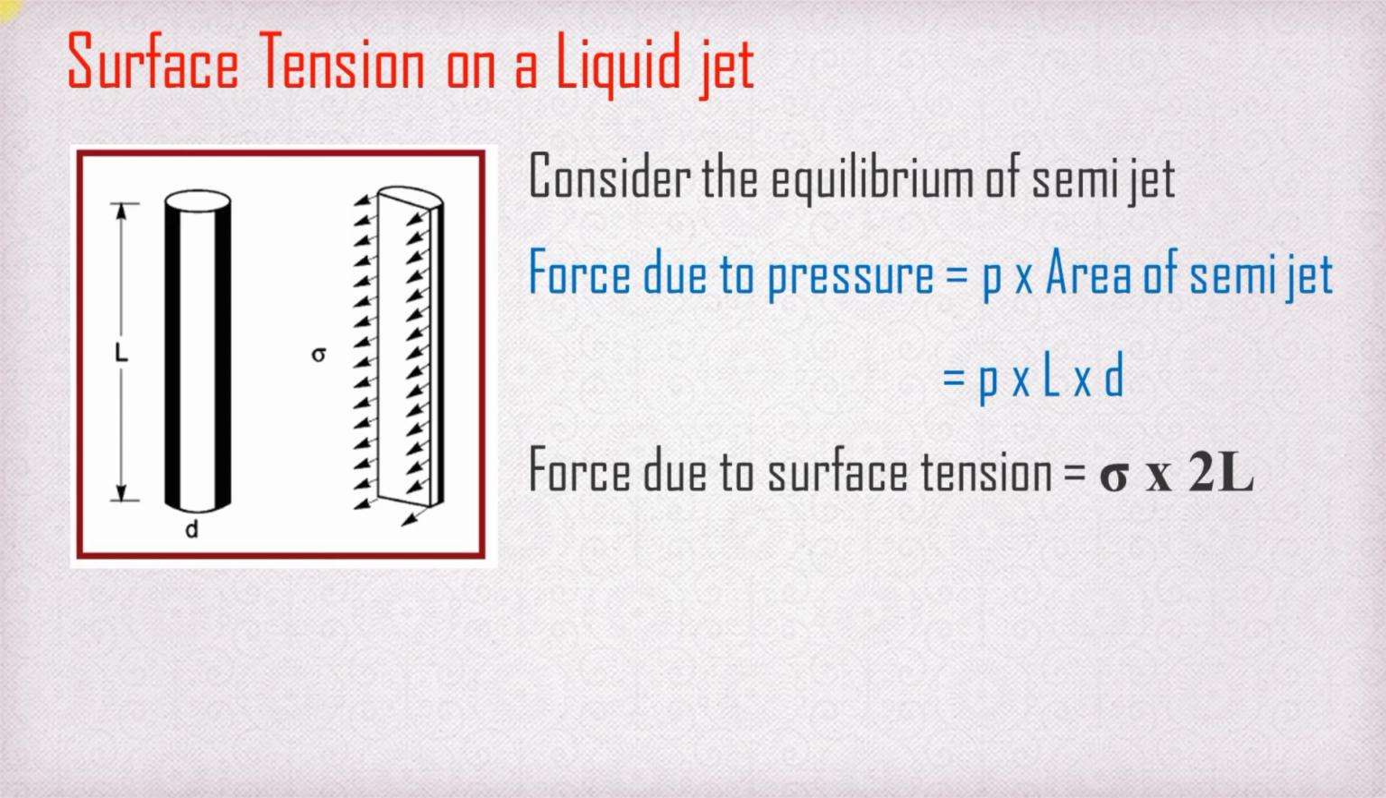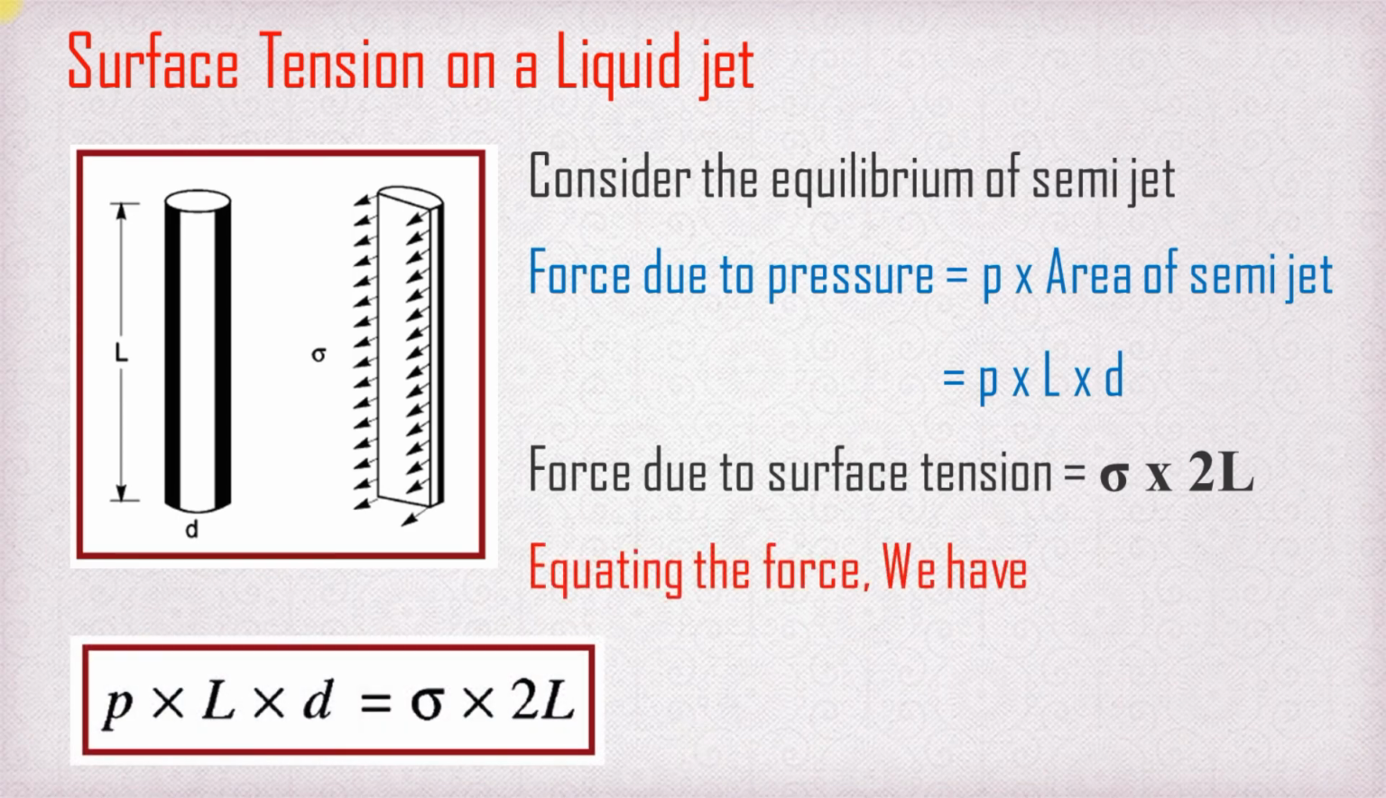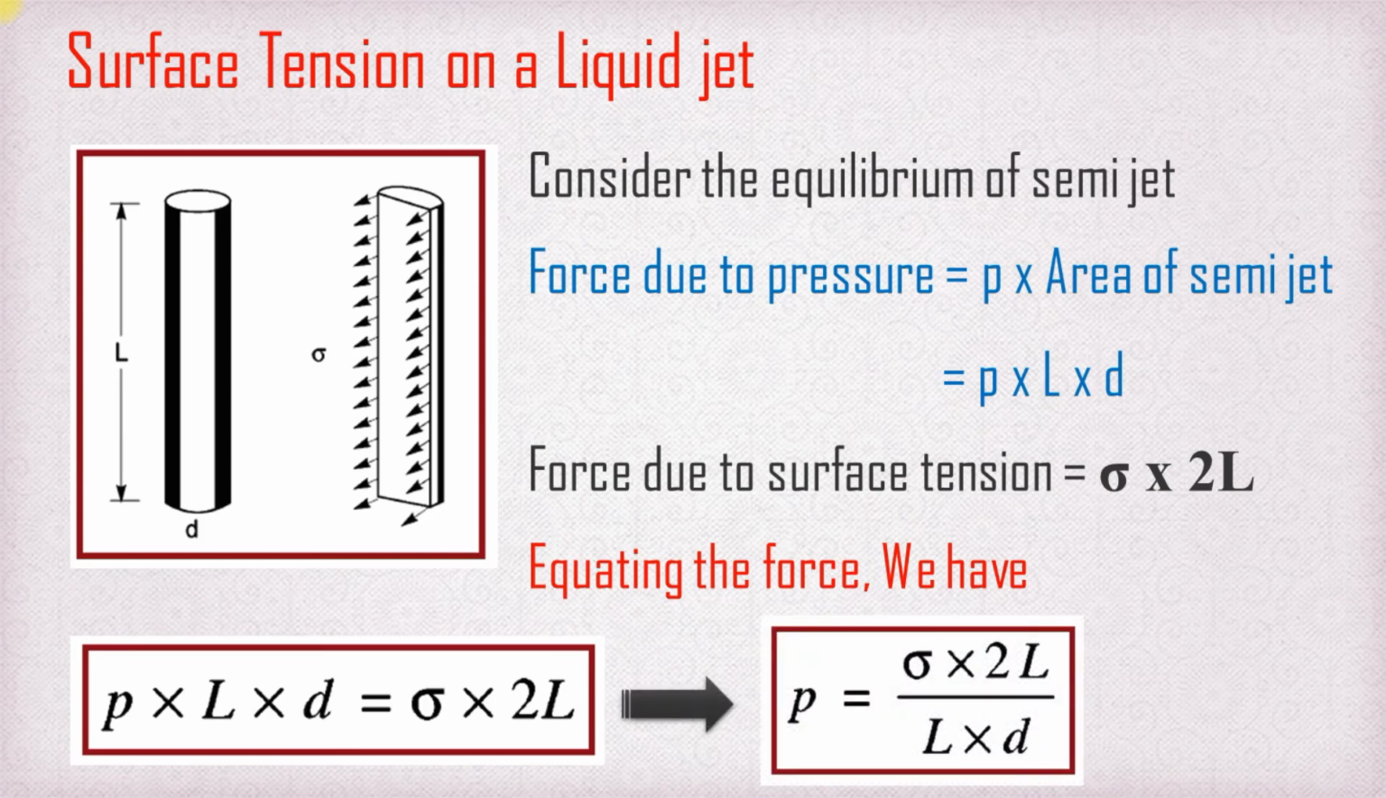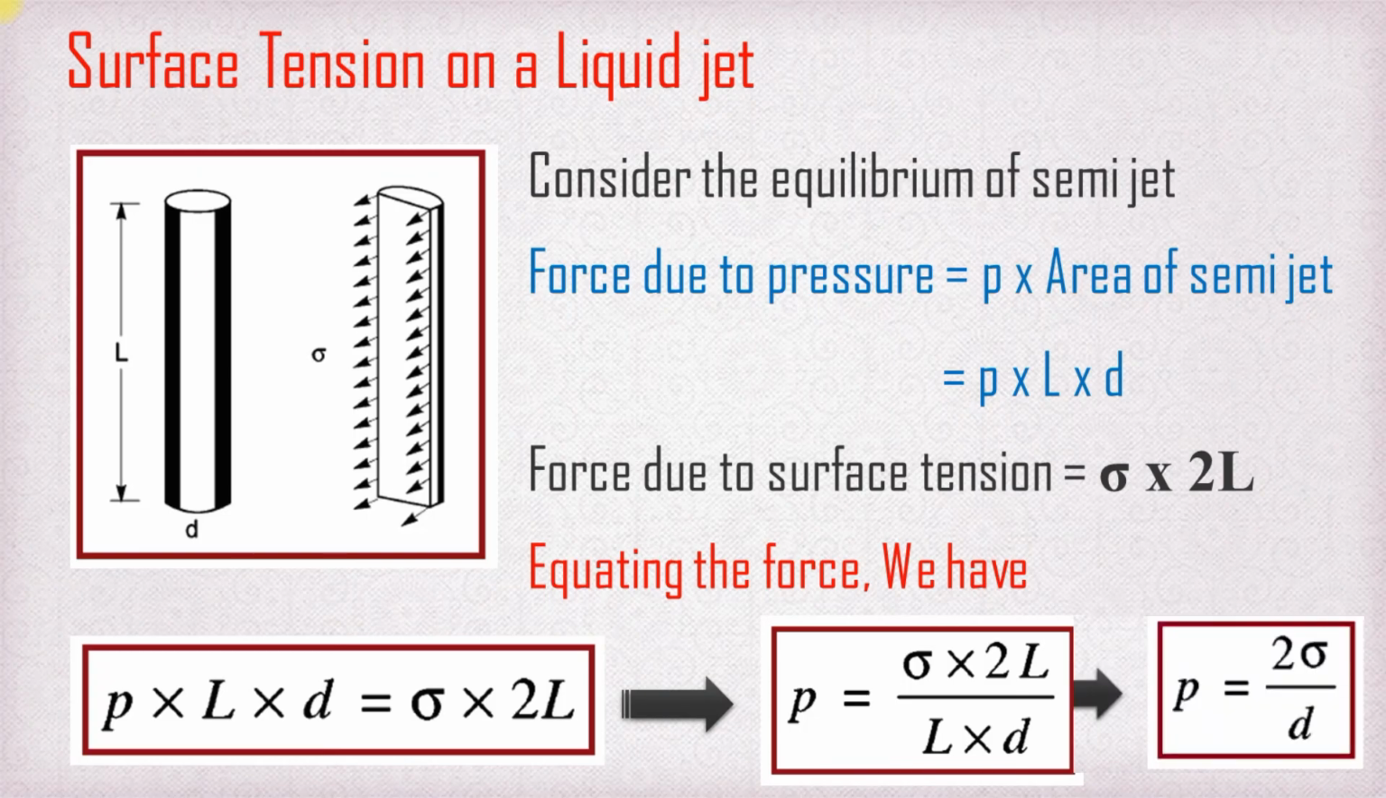For the equilibrium condition, we compare the surface tension force with the pressure force. The pressure force on the liquid jet is P into L into D, and it is equated with the surface tension force. So the simplified equation is pressure equals sigma into 2L upon L into D. Here L is cancelled out, and the simplified equation of pressure for a liquid jet is 2 sigma upon D. So remember guys, 2 sigma upon D is the equation of pressure for a liquid jet.